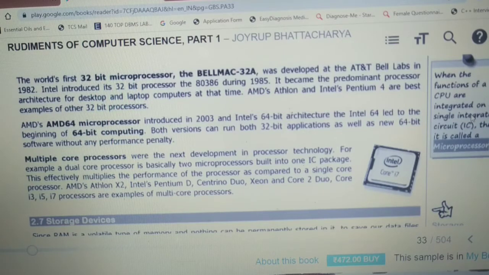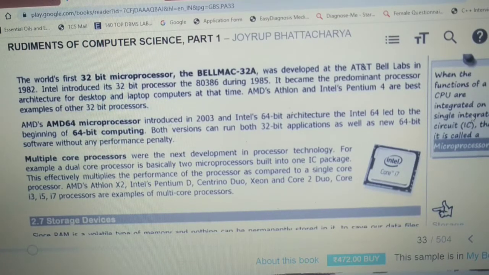For example, a dual core processor is basically two microprocessors built into one IC, which effectively multiplies the performance of the processor. AMD Athlon X2, Intel Pentium, Xeon and Core 2 Duo are examples of multi-core processors, where multi-core means many cores: two or more microprocessors built into a single chip, so that it gives you more processing speed.